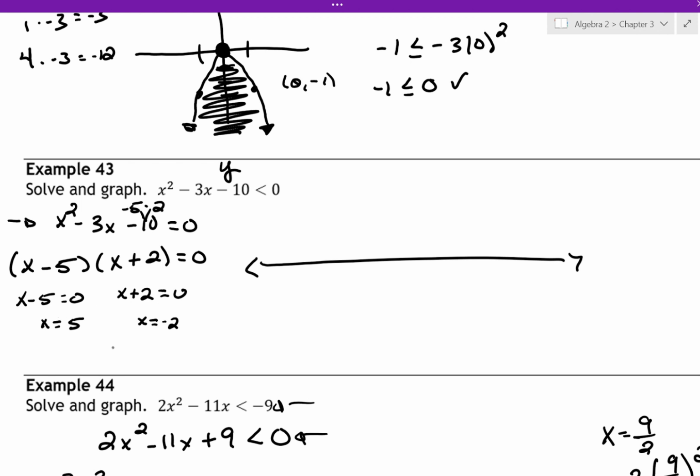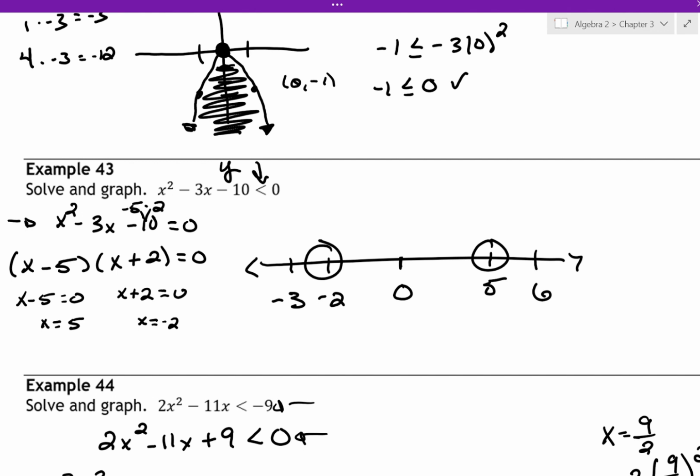We need to put both of these numbers on here, and we want a number between them and on the edges. So I'm going to put a negative 3 out front, and then we'll say negative 2. Let's put a 0 in the middle, maybe a 5 over here, and a 6. Because this is a less than symbol, we're going to use open circles on the negative 2 and the 5.